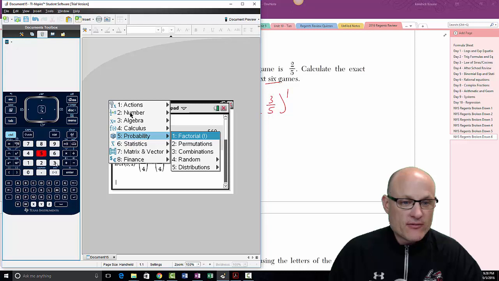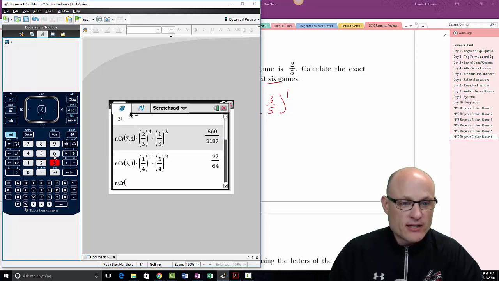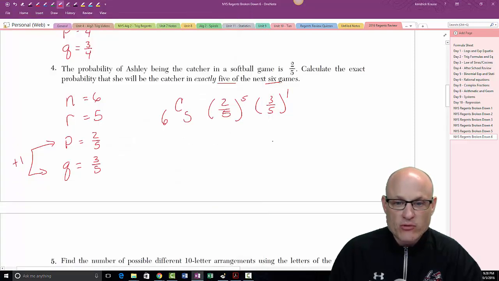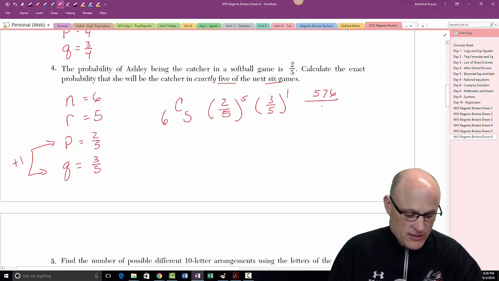So menu, 5, 3. I wish I had a shortcut for that. 6, comma 5, parentheses, 2 divided by 5, parentheses, raised to the 5th. Get out of parentheses mode. Parentheses 3 divided by 5. I could do raised to the 1, but it's just 1, so I won't bother even putting it in. 576 over 15,625.